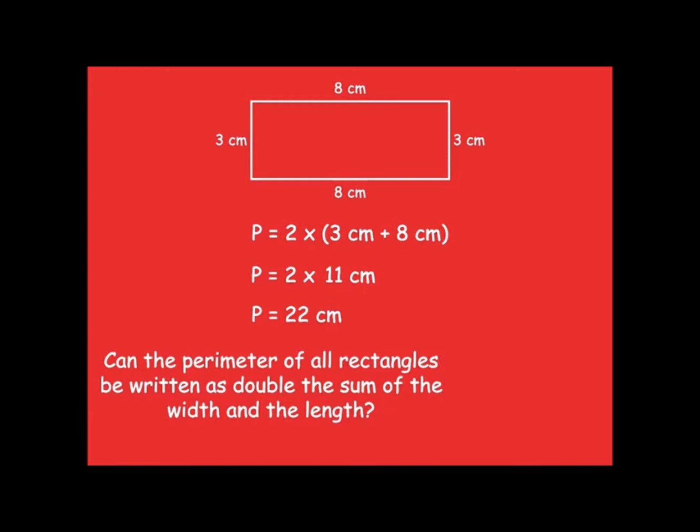All right, so can the perimeter of all rectangles be written as double the sum of the width and the length? I know that sounds kind of confusing, right? At least the first time I read it, it was a little confusing. But all that's saying is if we take the sum of two sides next to each other, like the 3 and the 8, and then we double it, is that going to be the same for all rectangles?